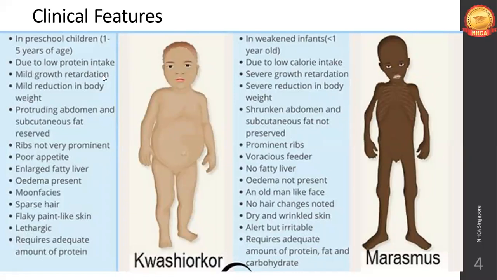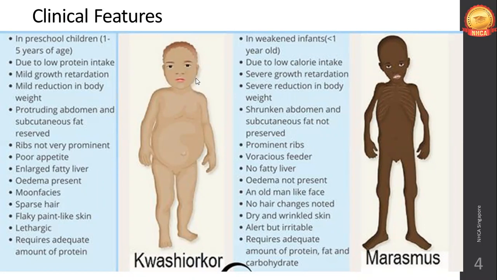There is mild growth retardation, not much. Mild reduction in body weight, but protruding abdomen, and subcutaneous fat is preserved. You don't lose the fat here. The abdomen protrudes because of the edema, swelling. Ribs are not prominent because when you have swelling on your body, your body prominences are not that prominent. The child has a poor appetite here, just the opposite of the marasmus child. The child does not feel hungry, doesn't want anything. Enlarged fatty liver, because the child is not losing fat. Fat is kept intact.